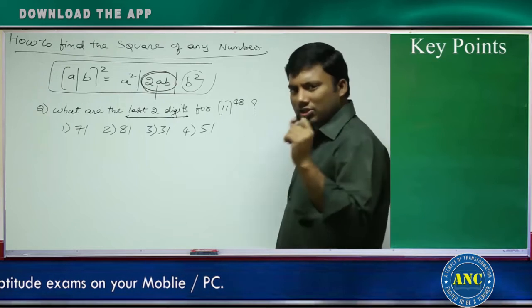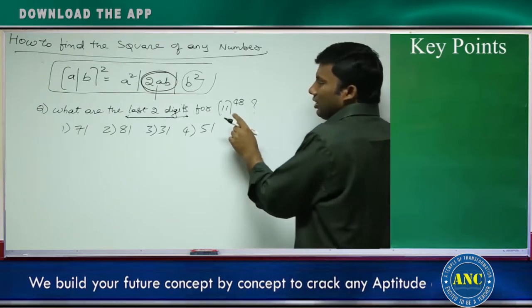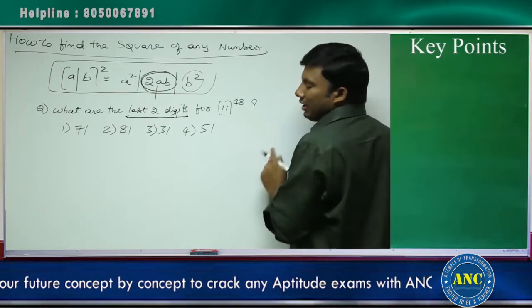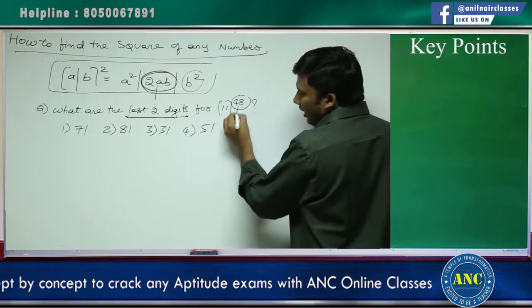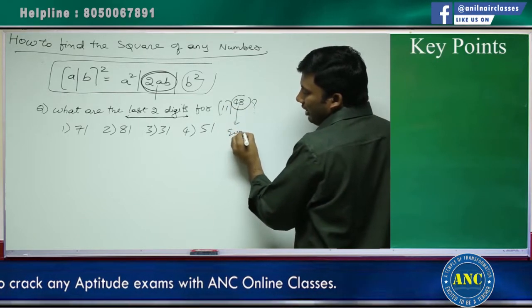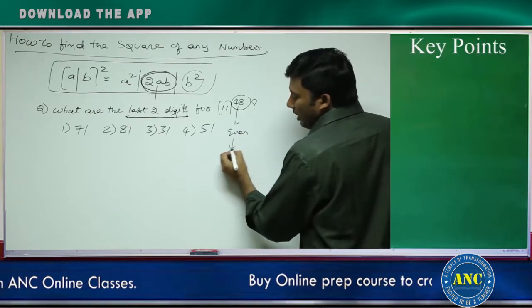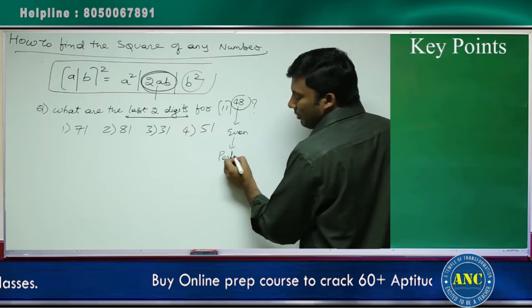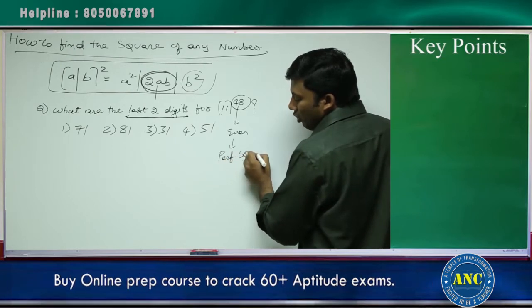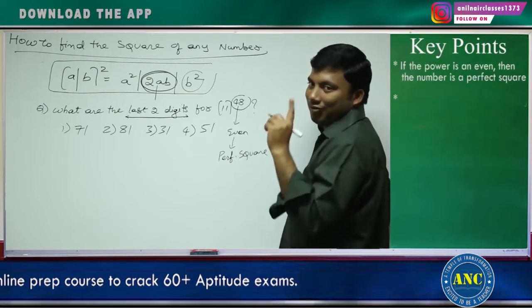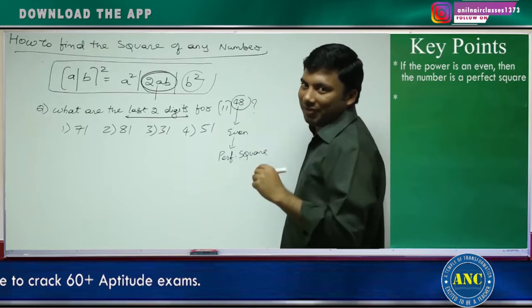First thing, before solving the problem, please observe the question. 11 power 48. First observation, 48 is an even number. If the power is an even number, then the number is a perfect square. Are you all with me? Suppose I take 2 power 4, 16. 4 is an even number, and 16 is a perfect square.